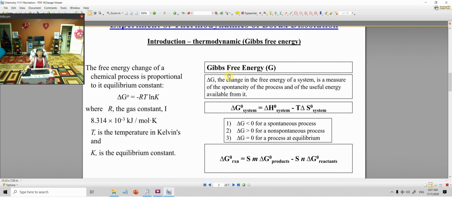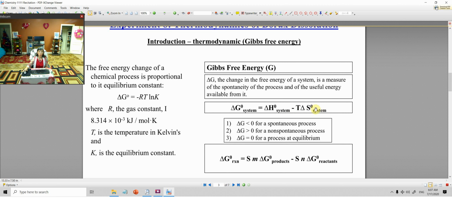The change in Gibbs free energy delta G is a measure of the spontaneity of your process and of the useful energy available from the process. Delta G for your system also equals delta H minus T delta S for your system.